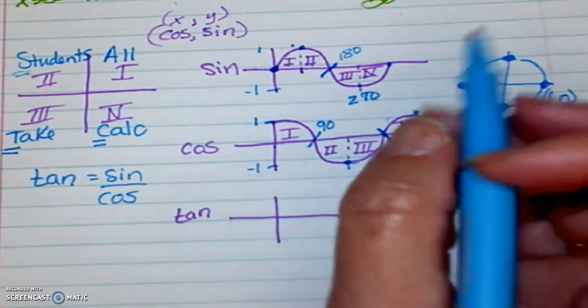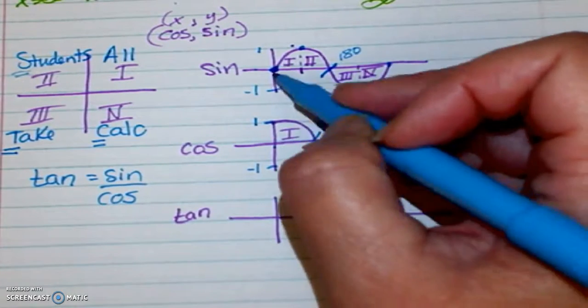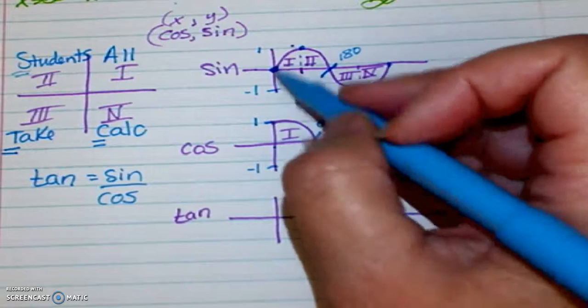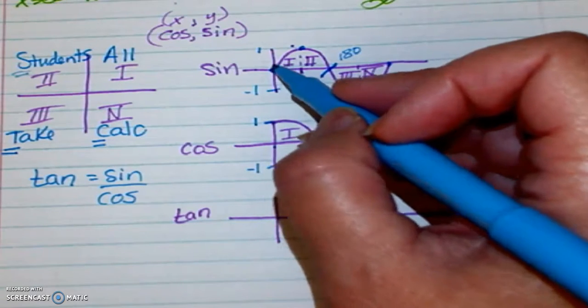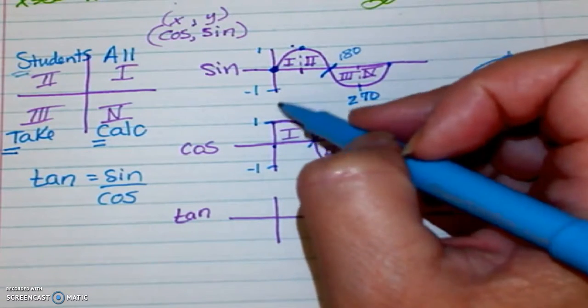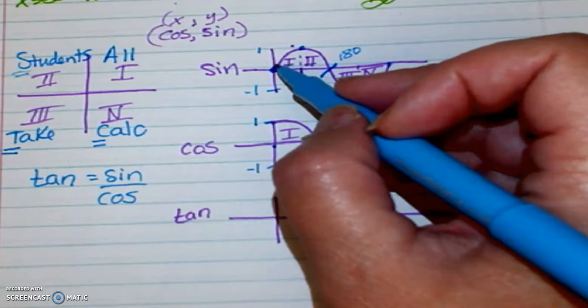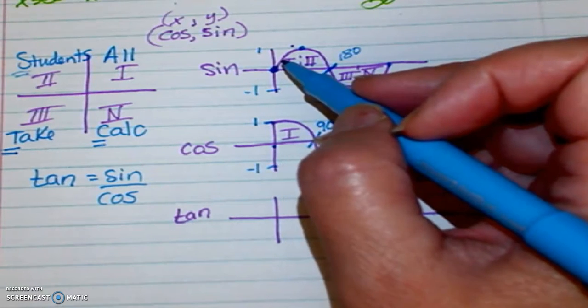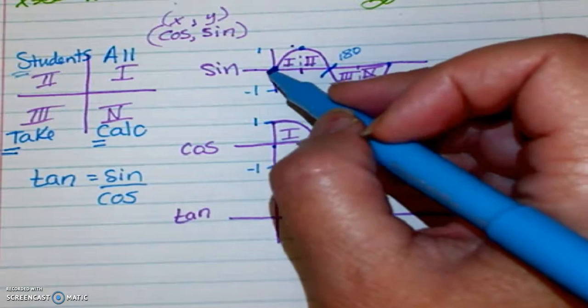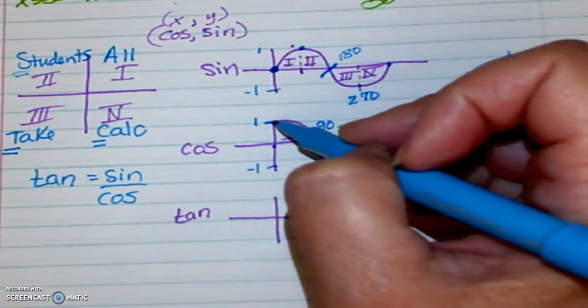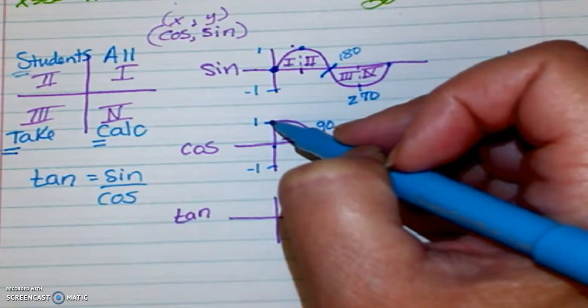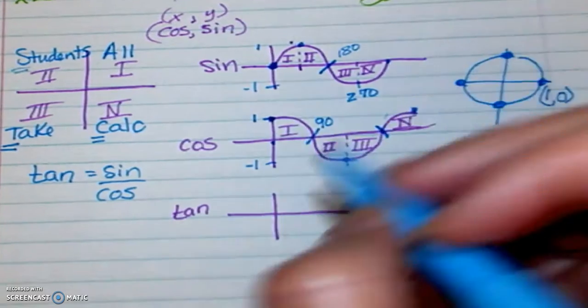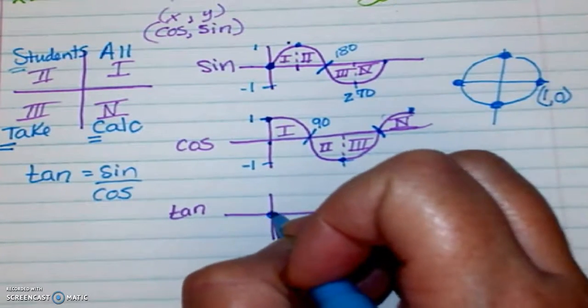So what about tangent? Well, let's look at the tangent of 0 degrees. The tangent of 0 degrees is sine divided by cosine. So as you look at it, you are going to get sine has a value of 0 divided by cosine, which has a value of 1. 0 divided by 1 is 0, so I get this point right here.